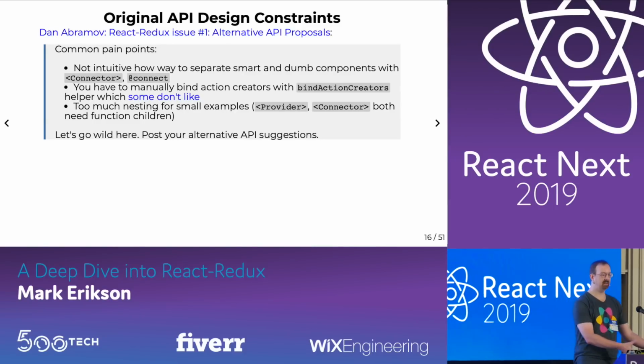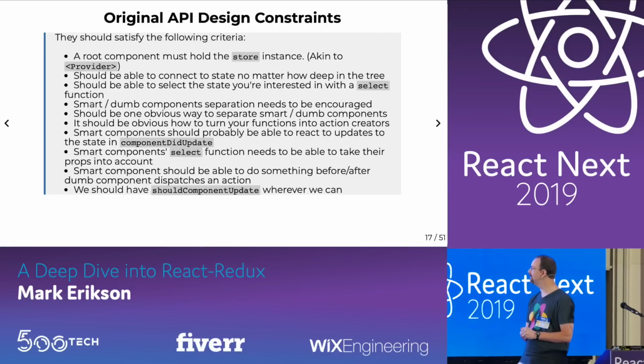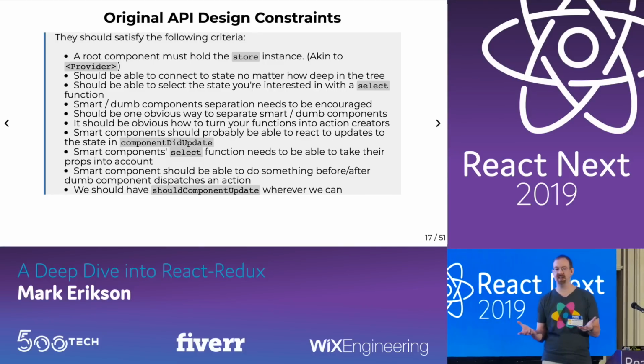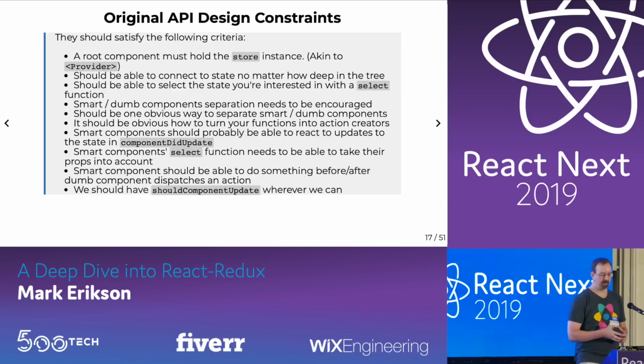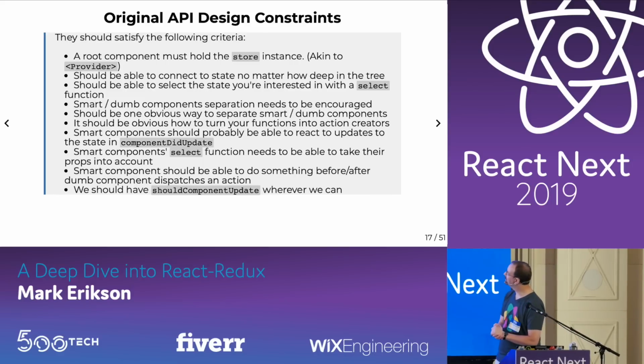So back in 2015, when Dan Abramov was first creating Redux, he extracted the React-Redux content into its own repo, and the first issue he filed asked, how can we settle on a final API for React-Redux? And he listed a series of constraints that he felt that this API should follow. And so you can see things like you should be able to connect to state anywhere in the component tree, or you should be able to handle updates from the data. You should be able to define a function that extracts the data, and we should have performance optimizations with shouldComponentUpdate everywhere in the tree.